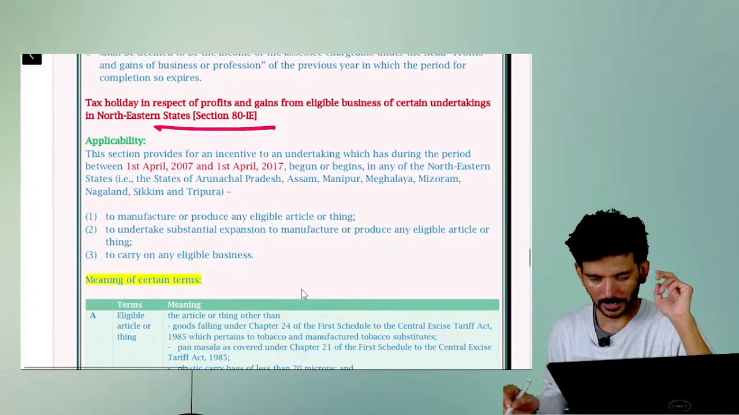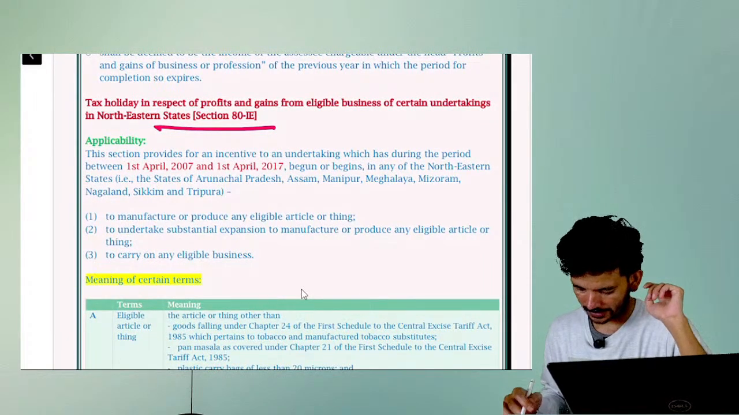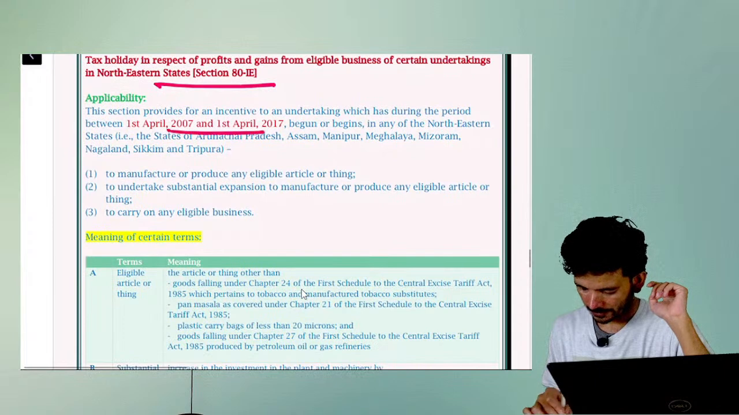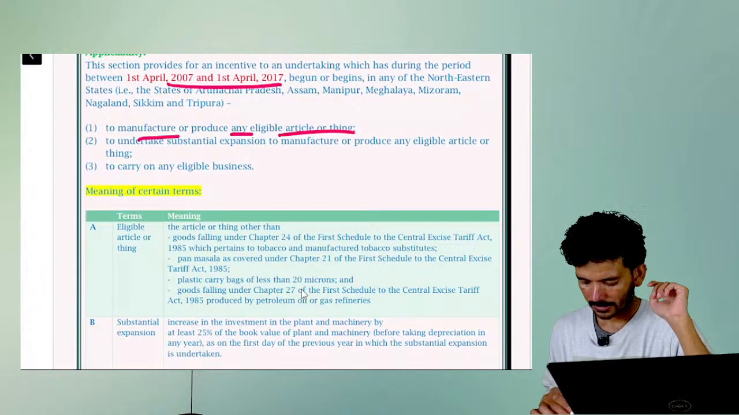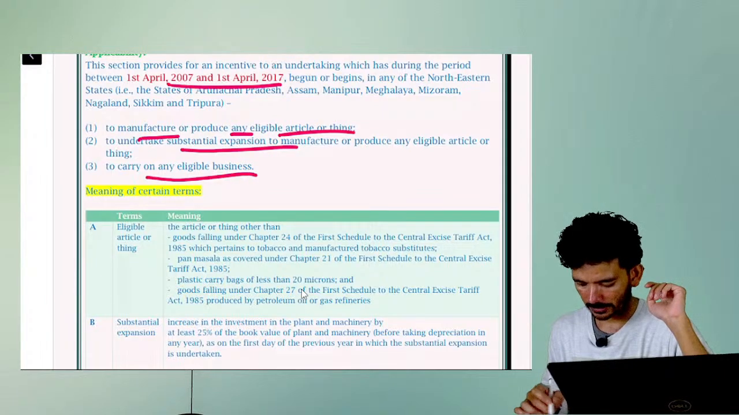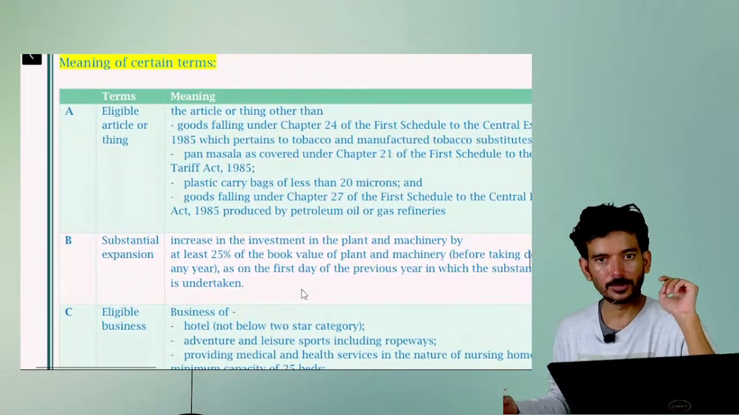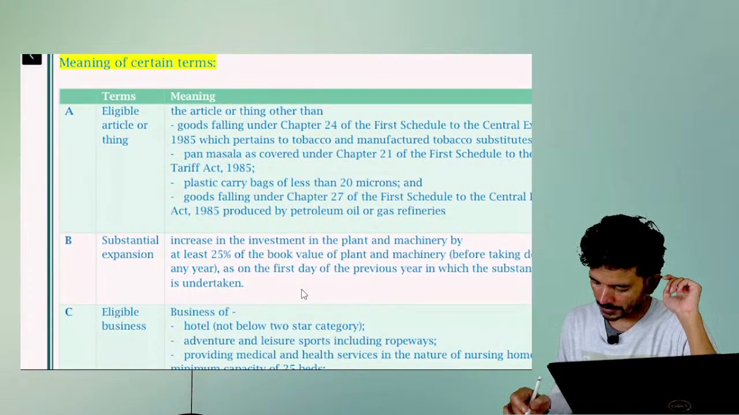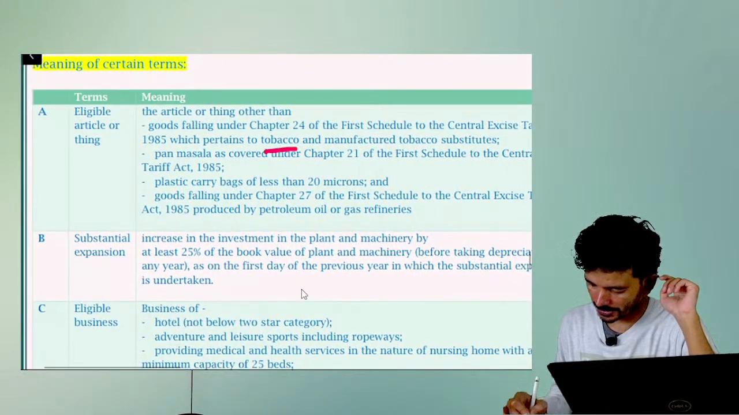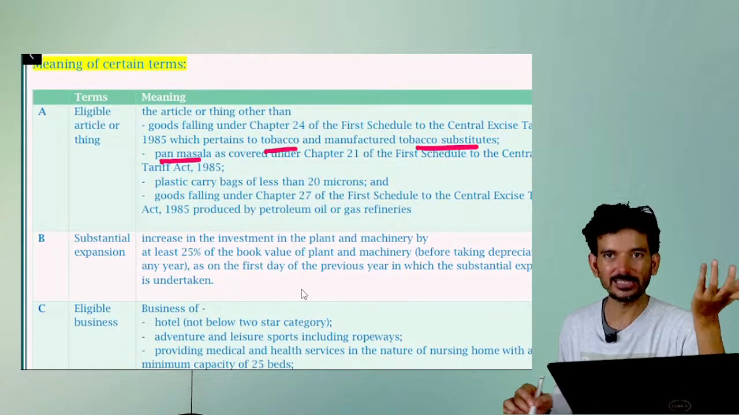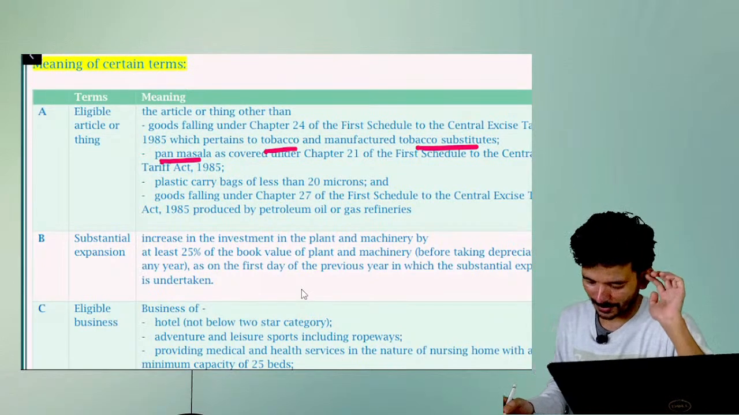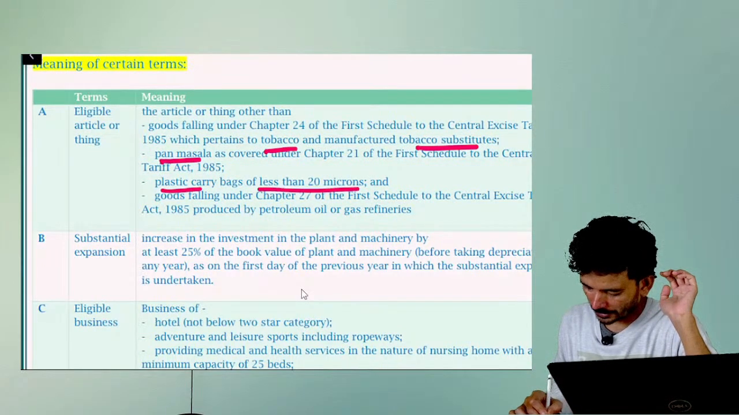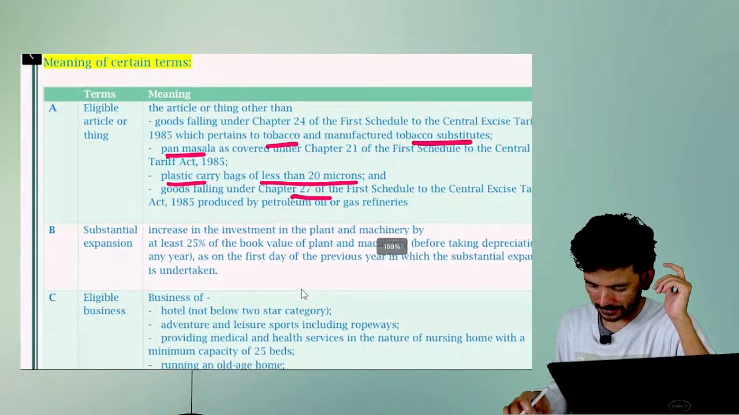For the Northeast states, some benefits are also given. Between these two dates they should start manufacturing or production of any article or thing, or a substantial expansion of the business or eligible business. Any article is eligible, but it should not be tobacco, a tobacco substitute or pan masala, because that spoils the economy instead of developing it. Plastic carry bags less than 20 microns or goods falling under Chapter 17 are also not eligible.